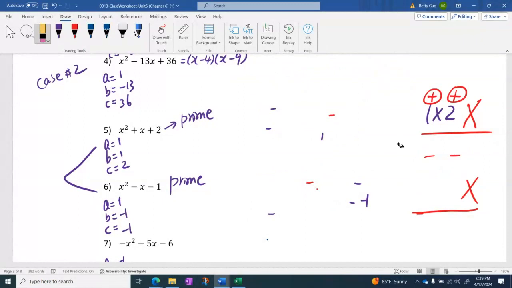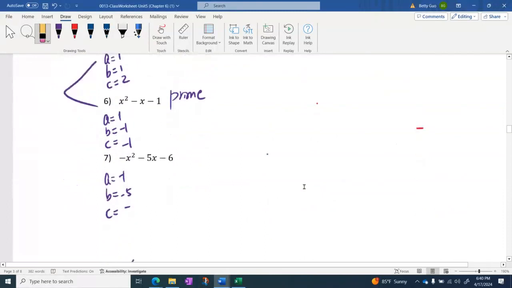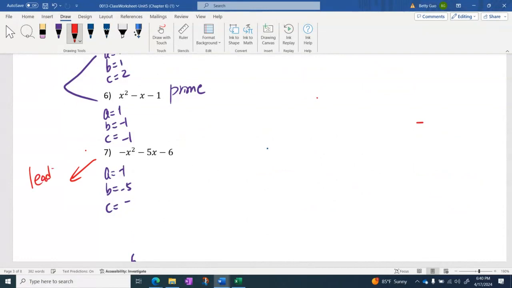Let's see number 7. Number 7 is a quadratic trinomial because the degree is 2 and it has 3 terms and is in the standard form. And the leading coefficient is -1. So number 7 is to show you what we do when the leading coefficient is -1. How do we factor the polynomial? This is what we do.